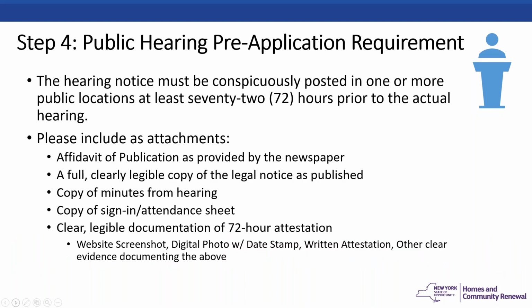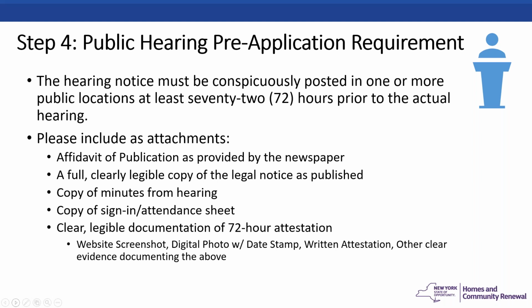So if we go to the next slide, another quick piece of this here, there is a separate requirement that the hearing notice is conspicuously posted in one or more public locations at least 72 hours prior to the actual hearing. That could also be on the website for the unit of local government. All of the items listed on the slide, and again, this is enumerated in the application documents, all of that has to be attached to the application. If the public hearing requirements aren't met, then the project is ineligible and will lead to delays.